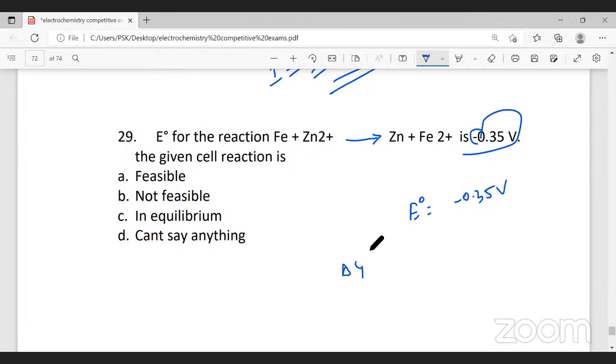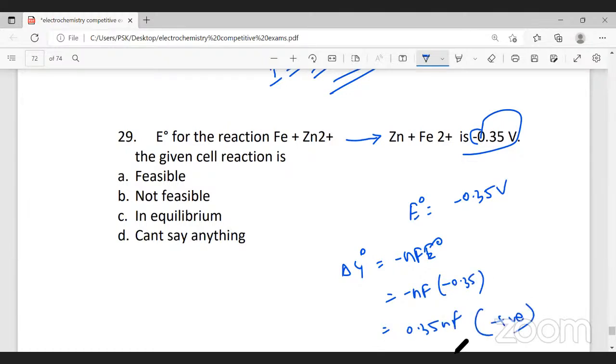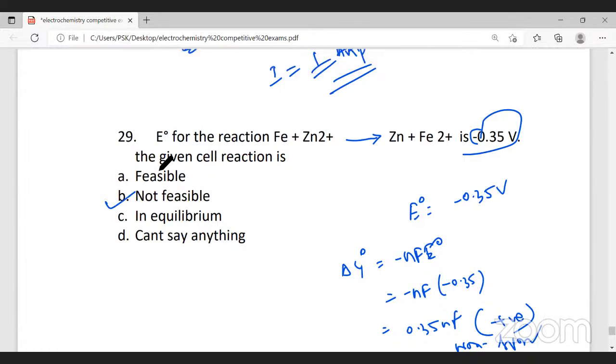So what will be delta G naught? Delta G naught is equal to minus nFE naught, so it'll be minus nF times minus 0.35, which is 0.35 nF. It becomes a positive value, which means non-spontaneous; the reaction is not possible. Therefore, the answer is option B, not feasible. Followed?